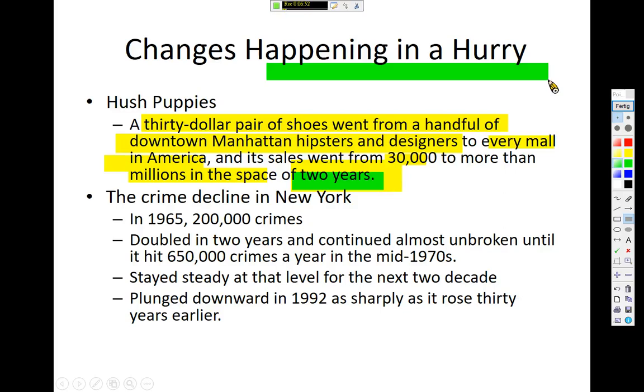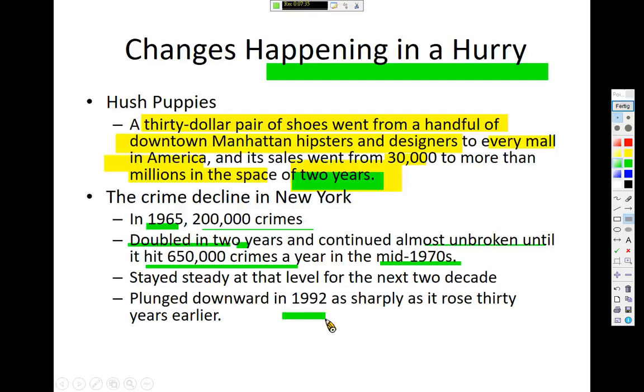So let's look at the COVID-19 just about 3 years ago, right? But now everywhere. And the crime decline in New York, let's see this. In 1965, this is the crime number. Doubled in 2 years, quickly doubled in 2 years. And continued almost unbroken until it hit 650,000 crimes a year in the mid-1970s. And it stayed at that level for the next 2 decades. And then punched downward in 1992, as sharply as it rose 30 years ago.